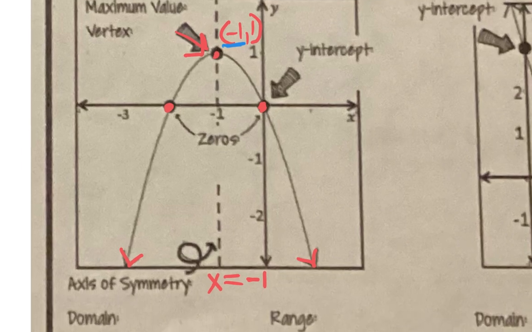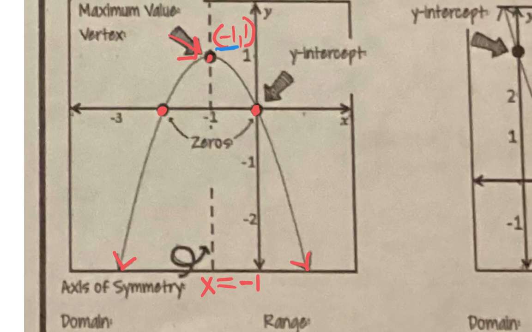Scroll up just a little bit. Domain and range. Domain is the set of all of my x's on my parabola. The range is the set of all my y's. Let's do domain first.